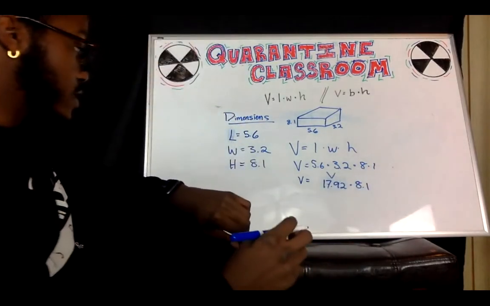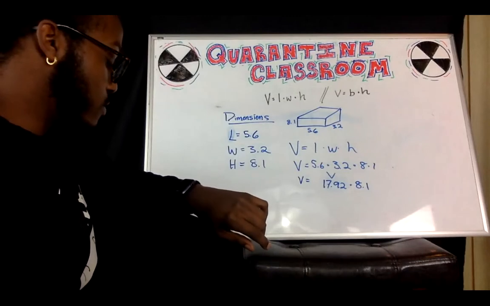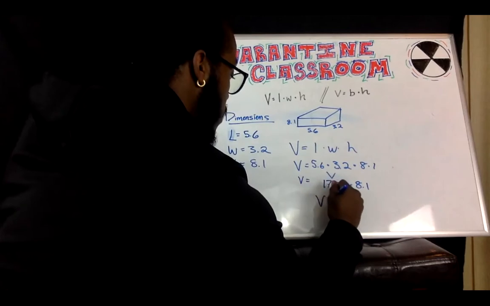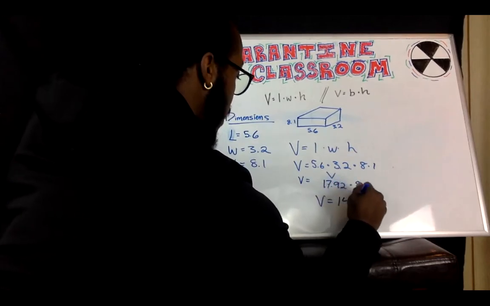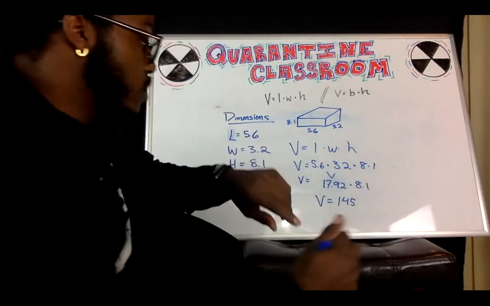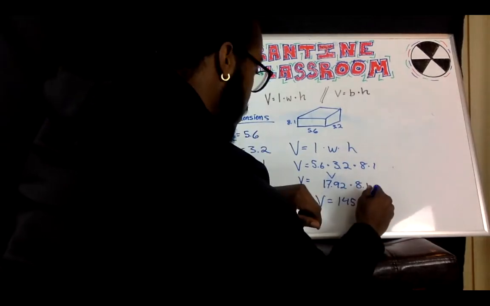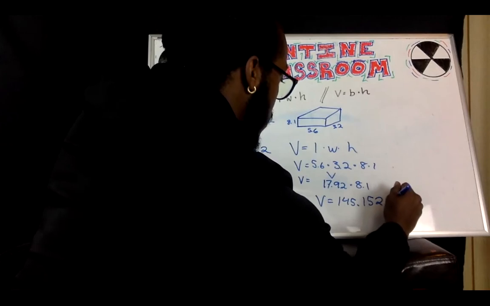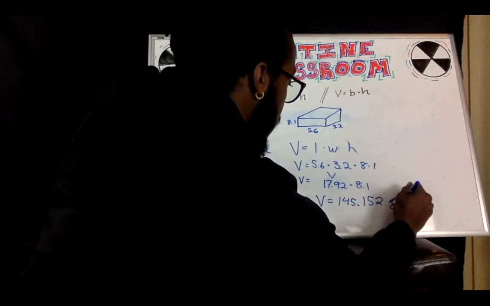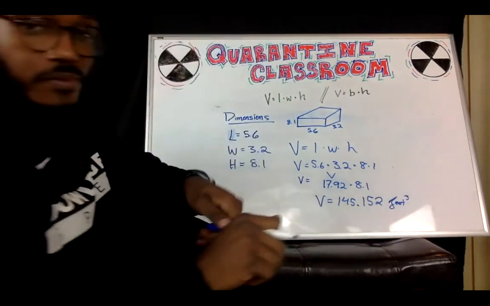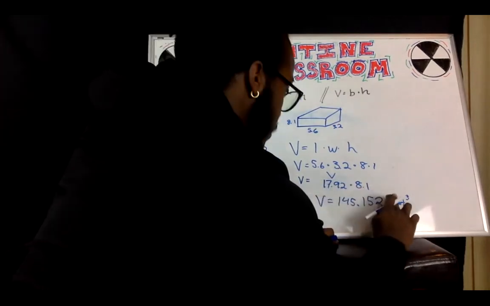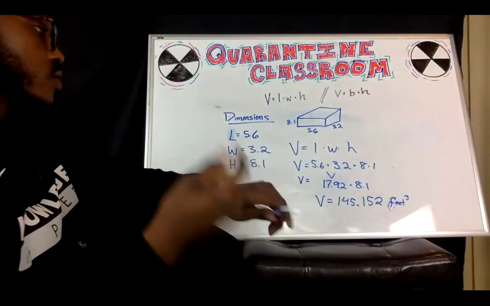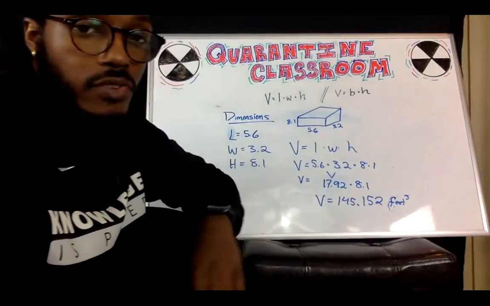Hey Siri, what is 17.92 times 8.1? The answer is 145.152. This problem says that we need to round it to the nearest something. We'll say feet to the third power. That does not look like an F. Okay. So the answer is 145.152 feet to the third power.